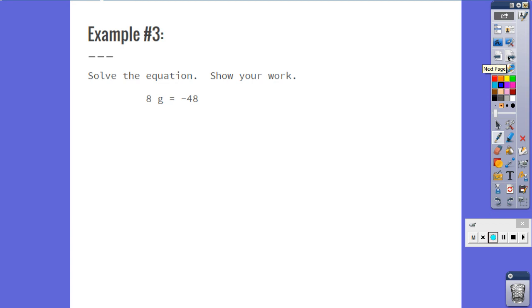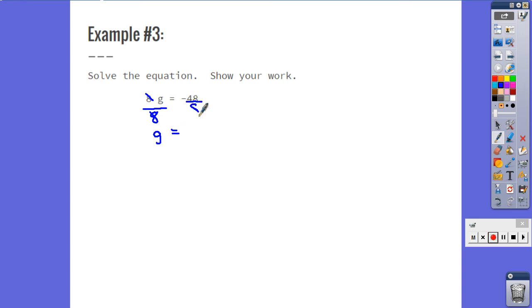So just a couple more examples here. It says solve the equation, show your work. So in terms of showing your work on your assignments, this is what I would like to see. You've got 8 times g equals negative 48. So now we have some negative numbers that we have to be mindful of. So again, to use the inverse of multiplication, I'm going to divide, and that again is going to isolate my variable.